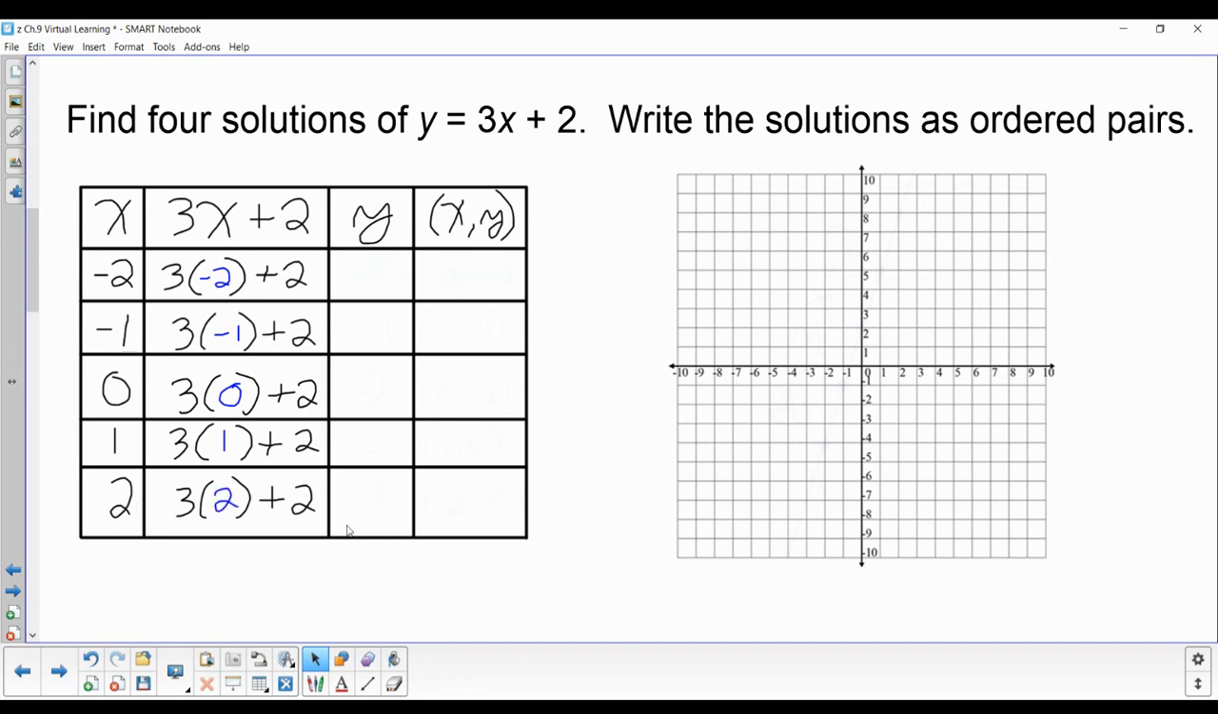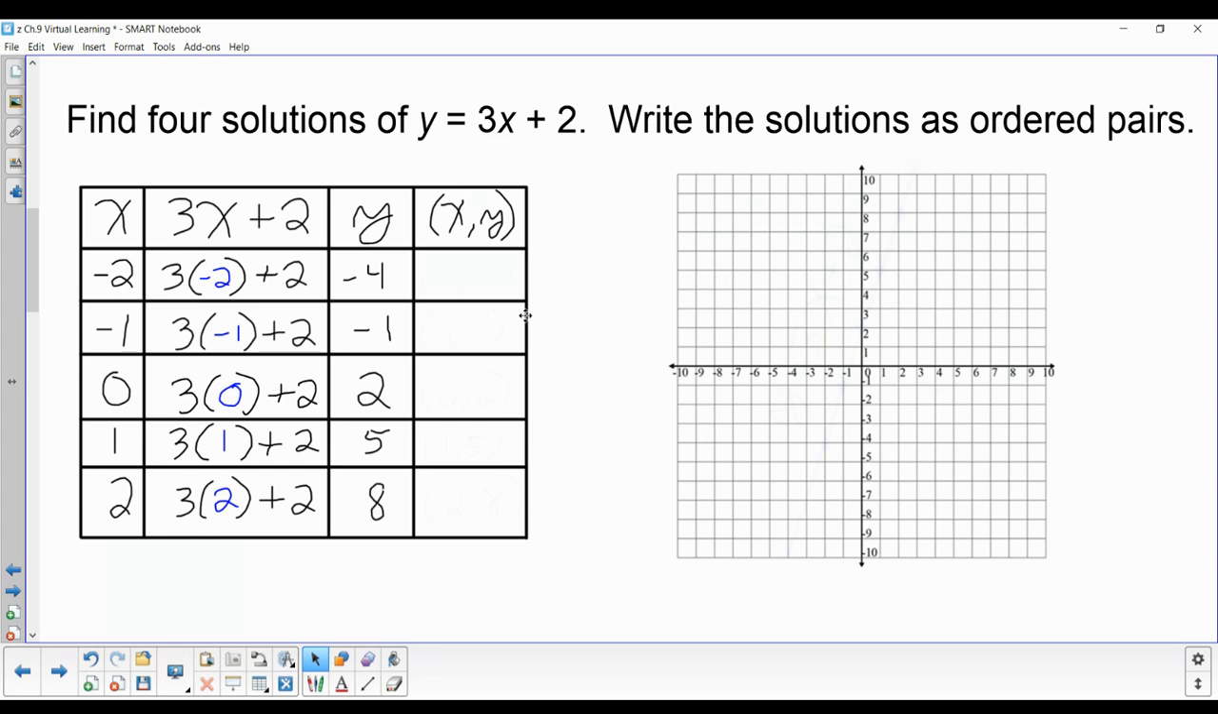For the third column, you just simplify this expression. You do 3 times -2 is -6, and -6 plus a +2 is a -4. Then you do 3 times -1 is -3, and -3 plus 2 is -1. The next one we have 3 times 0 is 0, and 0 plus 2 is 2. The next one, 3 times 1 is 3, and 3 plus 2 is 5. And then 3 times 2 is 6, and 6 plus 2 is 8.